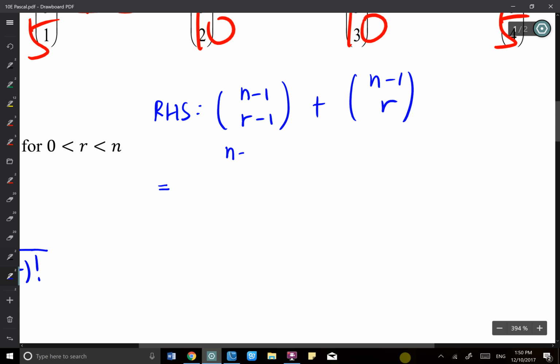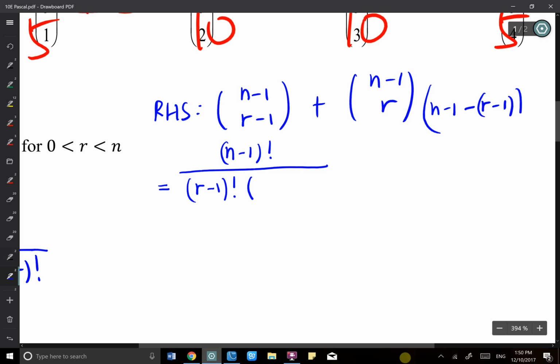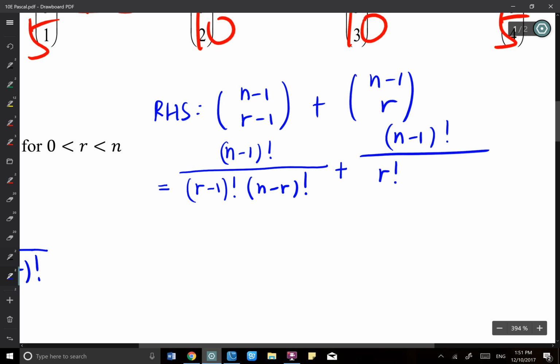This one will be (n minus 1) factorial, divided by (r minus 1) factorial, divided by ((n minus 1) minus (r minus 1)) factorial. That's what we should write here. Let's simplify it: n minus 1 minus r plus 1, so that's just (n minus r) factorial. Plus (n minus 1) factorial over r factorial over (n minus r minus 1) factorial.